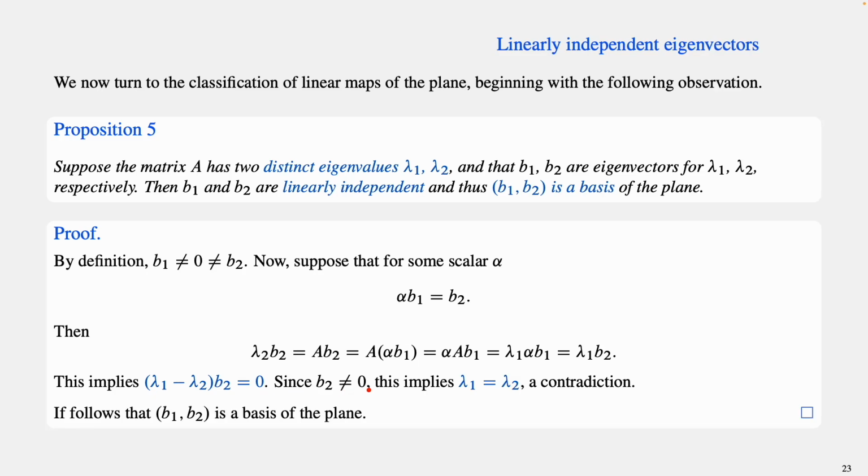But b2 is not the zero vector by assumption. So this would imply that lambda 1 is equal to lambda 2, because we need a factor 0 here. But this is a contradiction because we assumed these two eigenvalues to be distinct from one another. So our assumption that the eigenvectors for distinct eigenvalues could be linearly dependent has led to a contradiction. Therefore, they must be linearly independent. And from that, it immediately follows that b1 and b2 form a basis of the plane, a basis of eigenvectors.